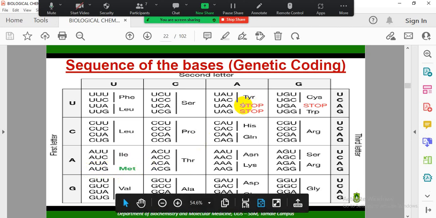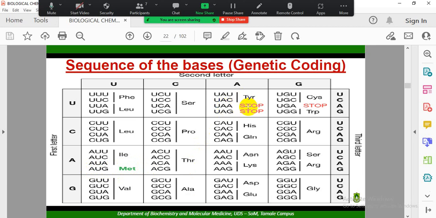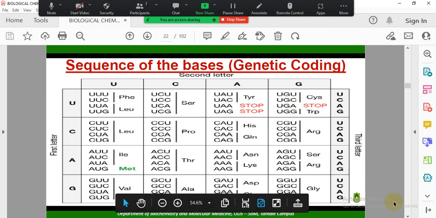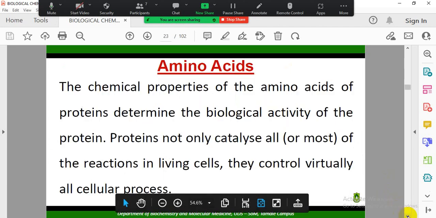And when a stop codon is presented, there will be a stop to the synthesis of what? Protein, or translation of protein. You understand it? So we have 3 stop codons: UAA, UAG, and UGA. I will teach you some, but you will do it in molecular biology with Dr. Akela. Okay, so amino acids.